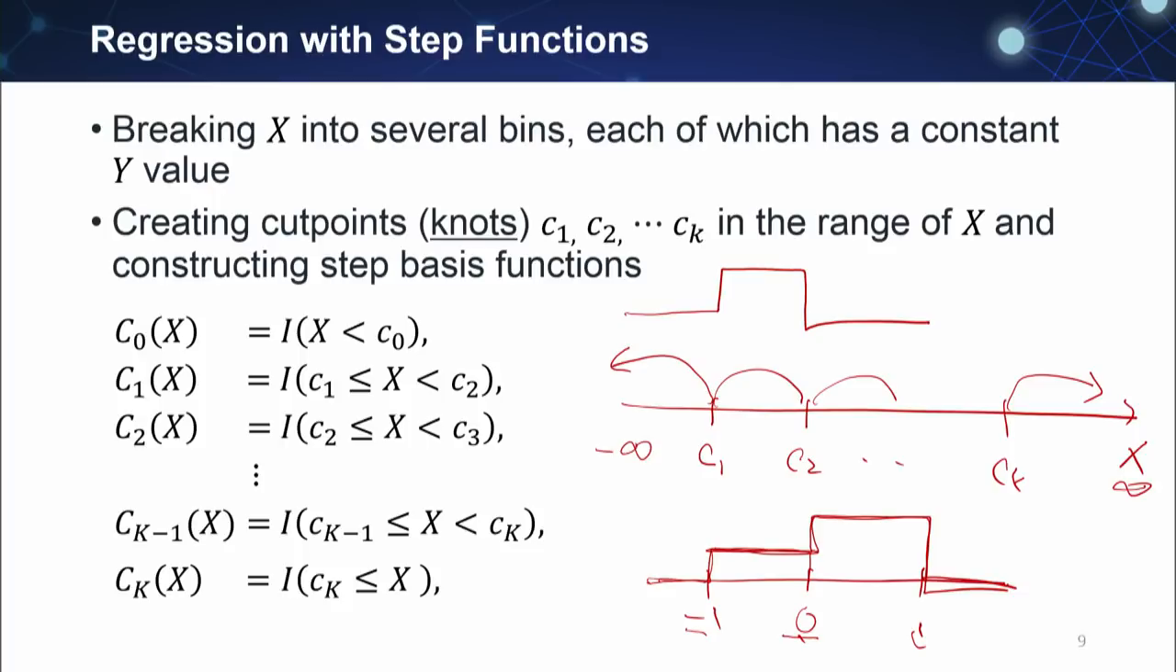Generally, for this approach, we first create cut points or nodes C1, C2, ..., Ck in the range of x and construct step basis functions. Here, I is an indicator function. So we can make C0(x) like an indicator function I(x < C0), which means I is 1 if the argument is true. So if x is less than C0, it is 1, otherwise it is 0. So it indicates a function like this.